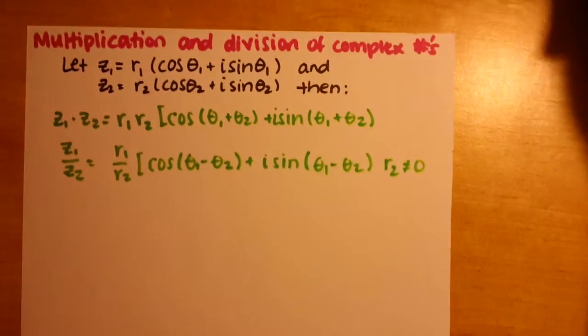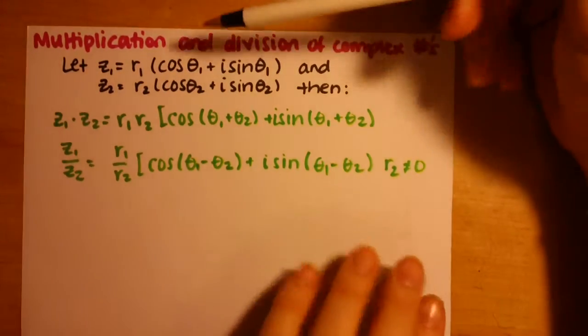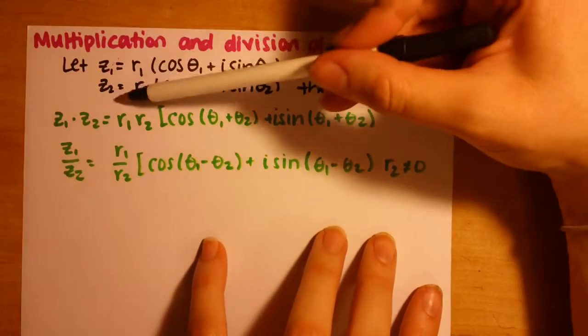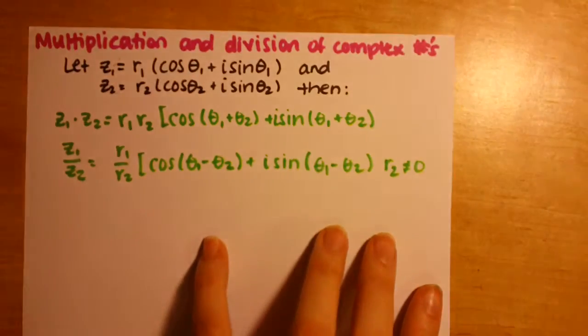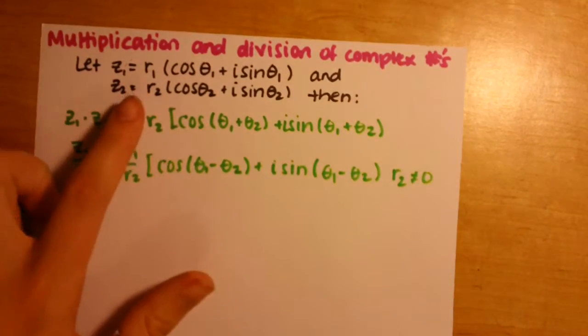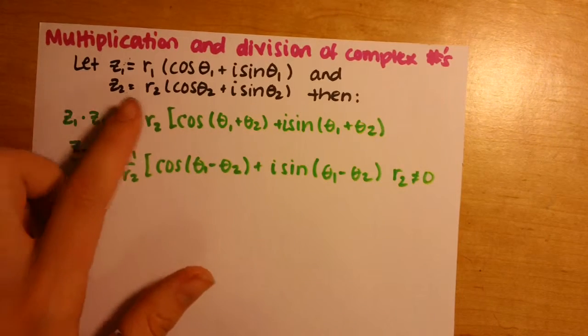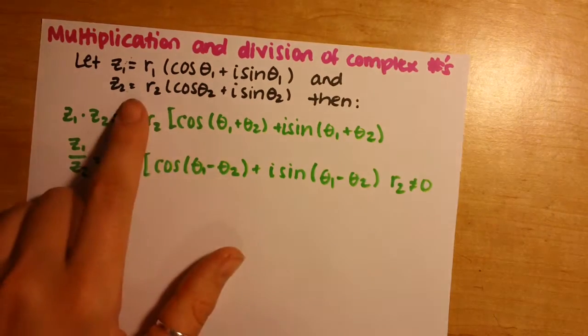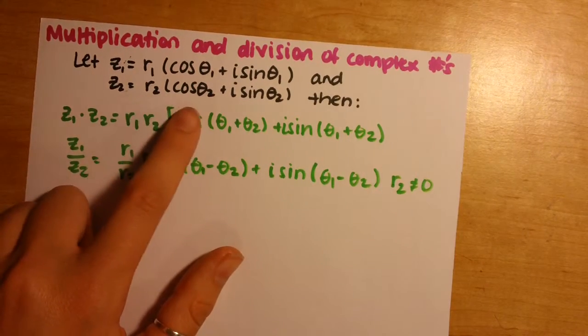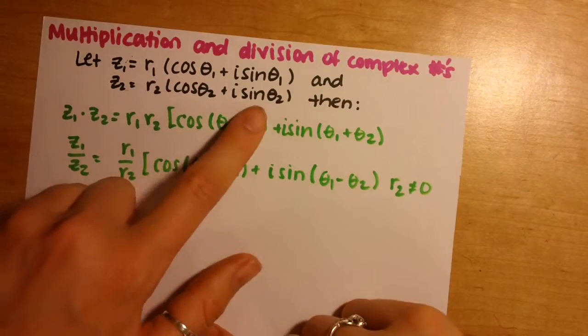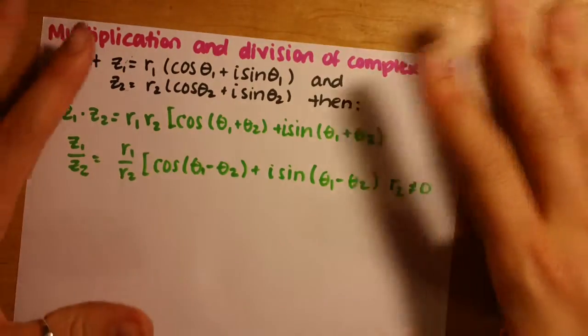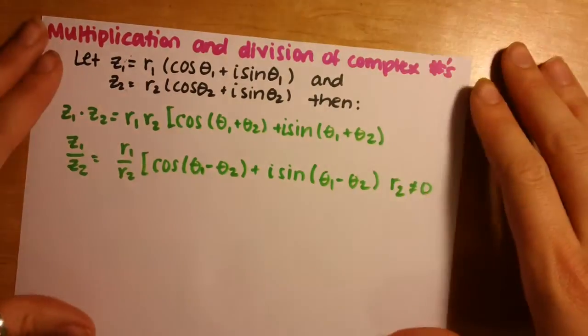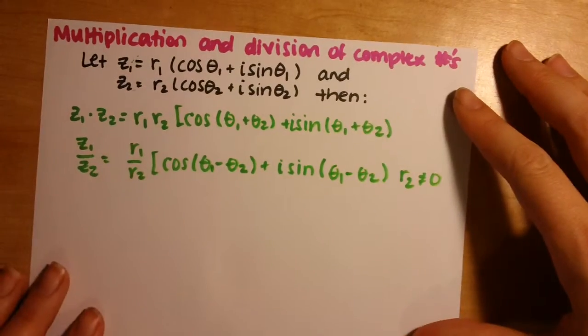So for multiplication and division of complex numbers, we're going to have two complex numbers, z1 and z2, which are both in trig form. So z1 is r1 times cosine theta 1 plus I sine theta 1, and z2 is r2 cosine theta 2 plus I sine theta 2. Okay, so this is just general trig form of two different complex numbers.